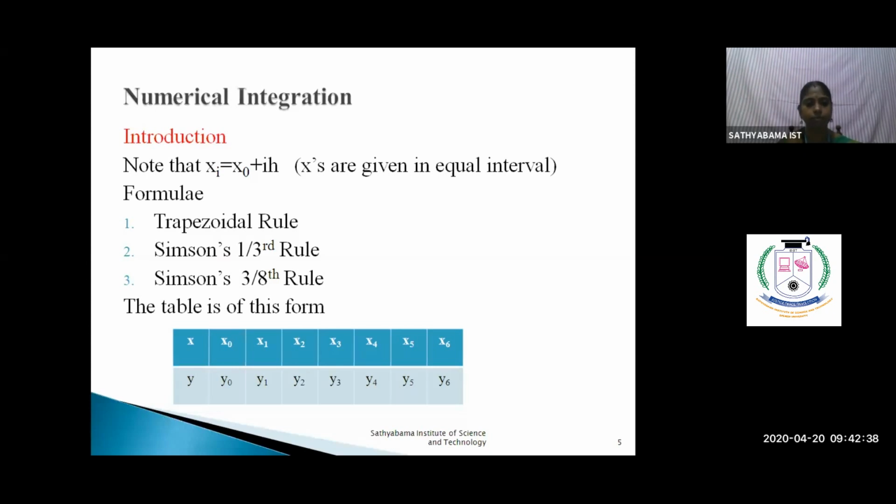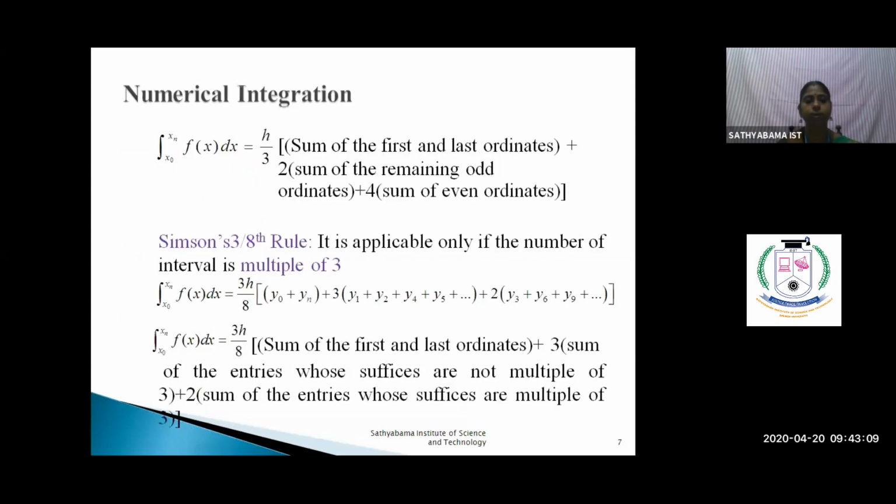What are they? Trapezoidal rule I can use. Simpson's 1/3 rule I can use. Even Simpson's 3/8 rule also I can use. So remember the points where we can use those formulas. Trapezoidal rule, for any number of intervals I can use. Simpson's 1/3 rule only for an even number of intervals. Simpson's 3/8 rule is for multiples of 3. If the number of intervals is a multiple of 3, I can use Simpson's 3/8 rule. Is it clear? So the same thing is given as ordinates here.